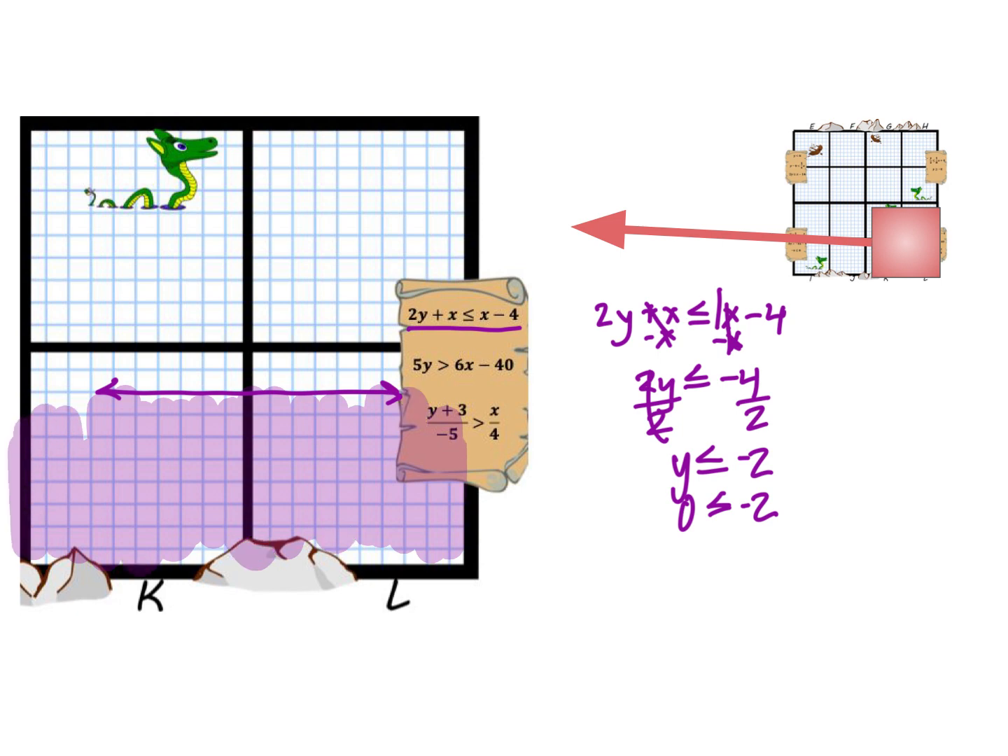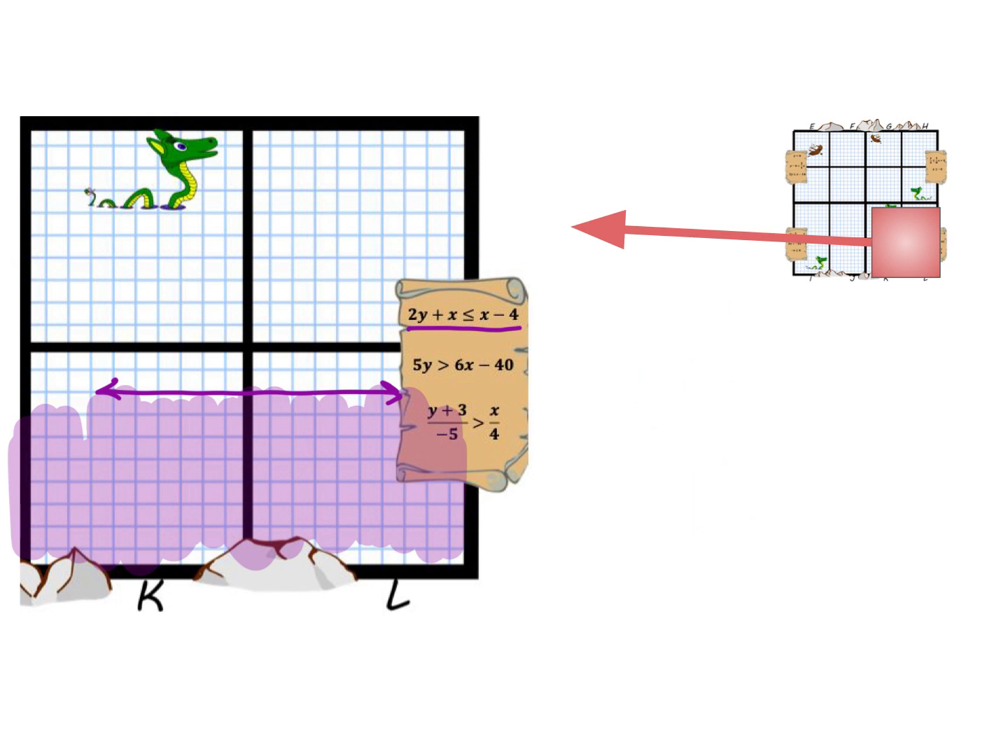And now let's do the next one. I'm going to erase this again. Here we go. All right, so I'm going to do the next one in orange. I've got 5y is greater than 6x minus 40. I want to get rid of the 5, so I'm going to divide both sides by 5.